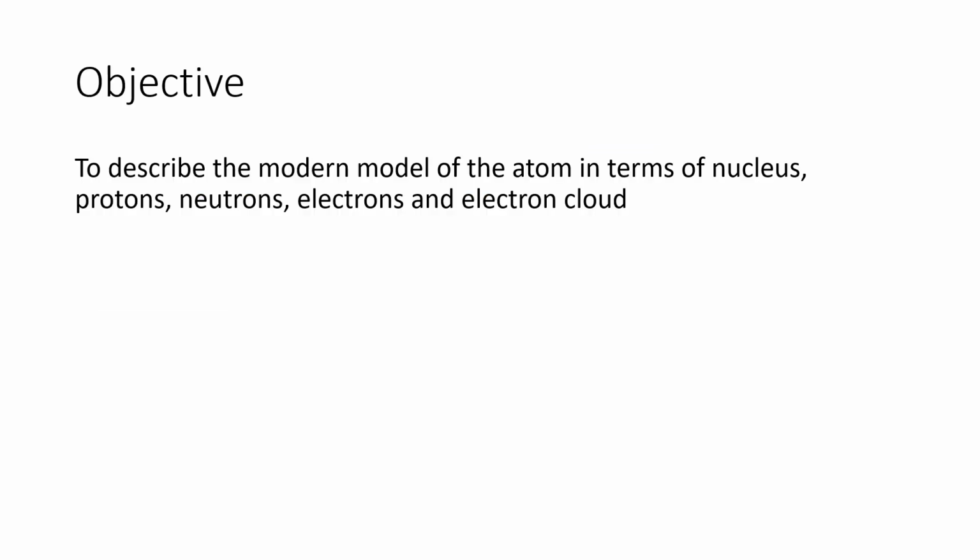Circling back to our objective, we wanted to describe our modern version of the atom. It has a nucleus that contains protons and neutrons, and then the electrons run around in the electron cloud, which makes up most of the volume of the atom.